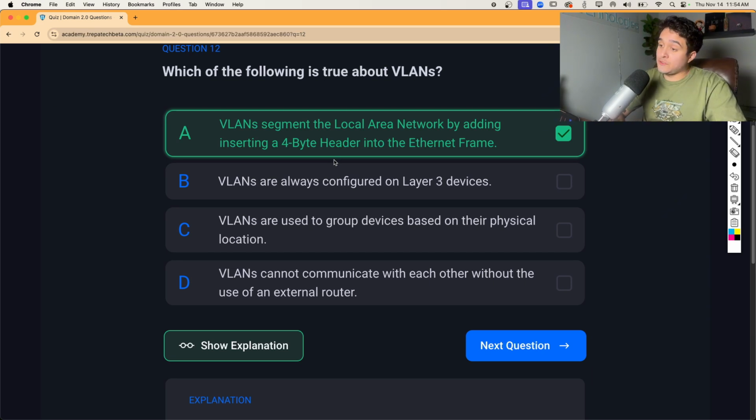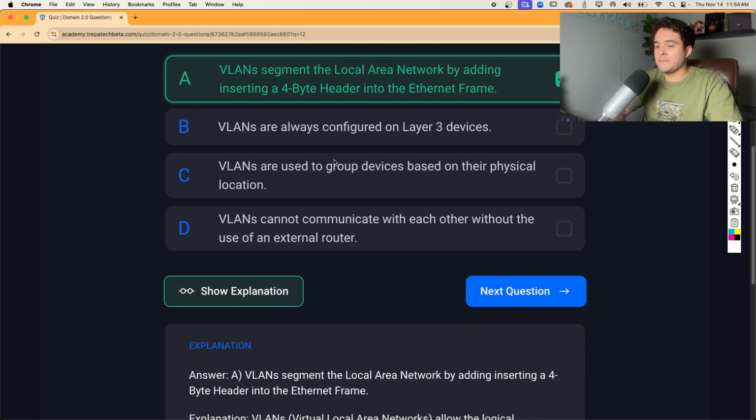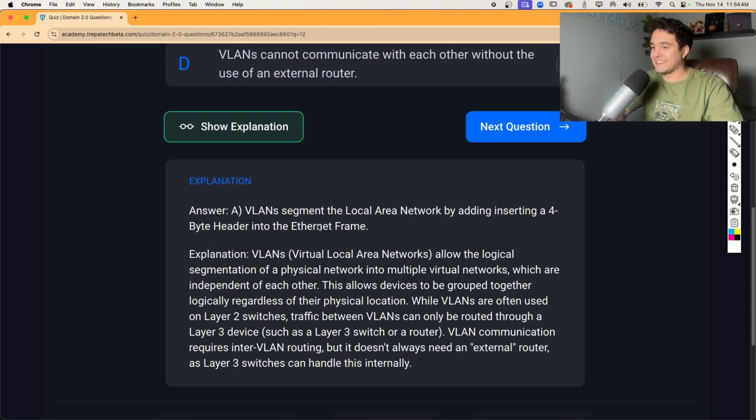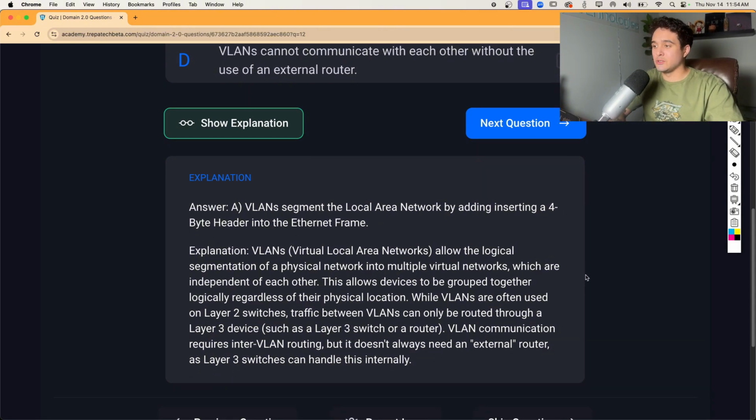There is another VLAN standard from Cisco called ISL that is not talked about in the Network Plus exam. That is like a 26-byte header, but it doesn't matter, I guess. So I'm teaching Cisco this week too. I've been making these videos before that, so I'm like, oh, Cisco brained. Okay, pause the video if you'd like to read the explanation.